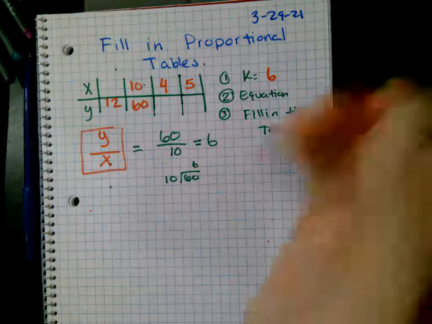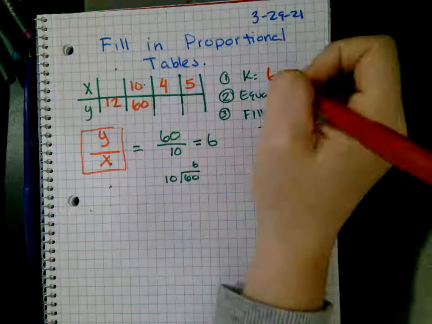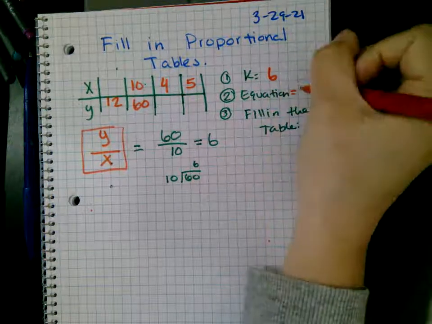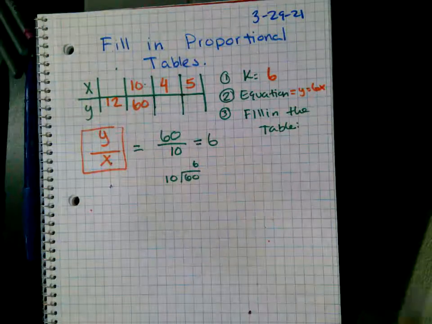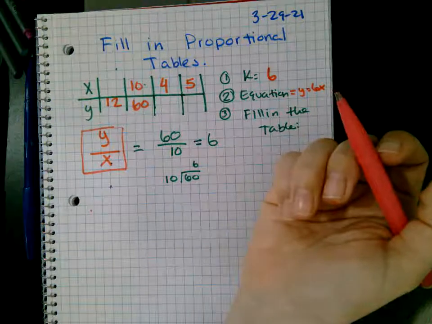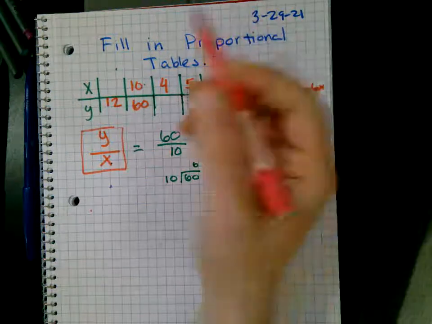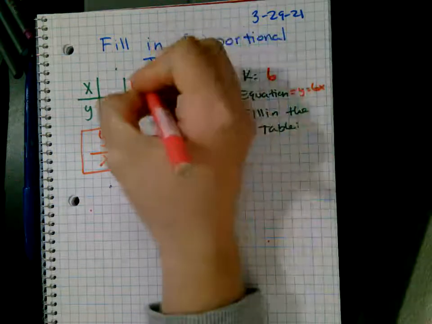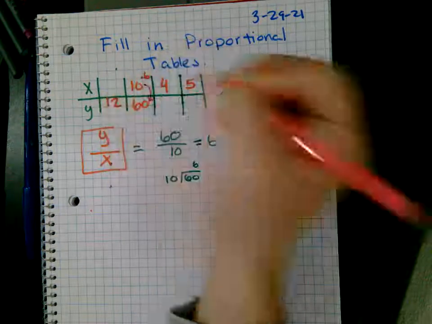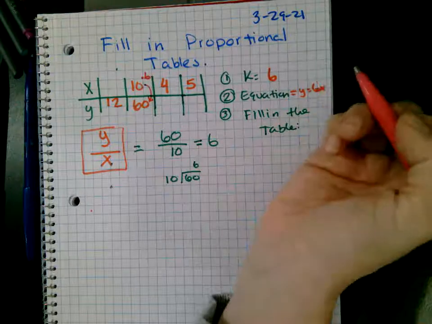All right, so now that I know it's 6, I know that my equation is y equals 6x. This problem, you can actually figure it out the easy way. Like, okay, how do I go from 10 to 60? Oh, I multiplied by 6. If I do 10 times 6, I get 60. So my constant of proportionality is 6.